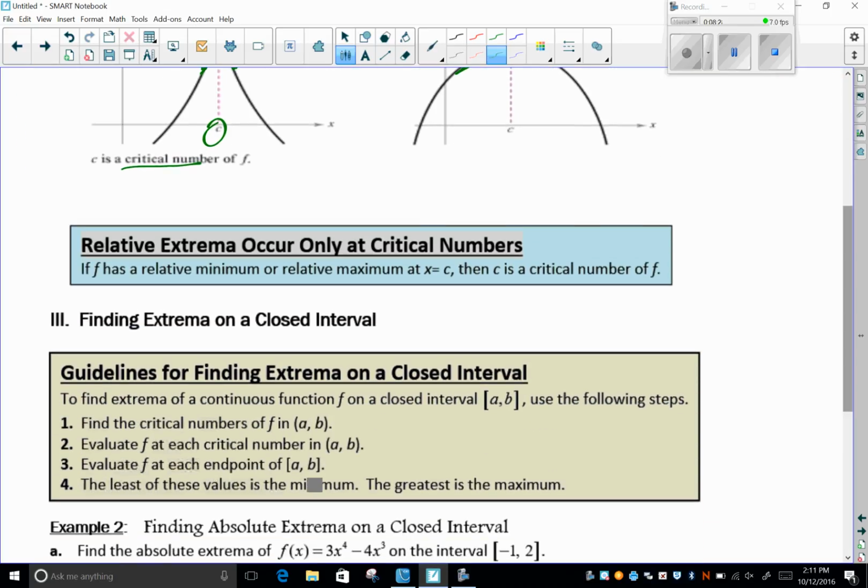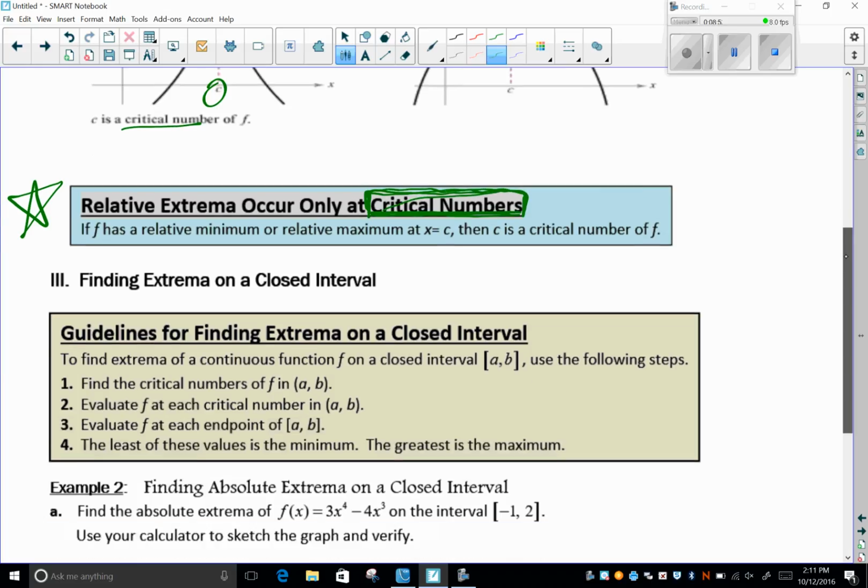All right, and the reason we need to know critical numbers is because of this here. Relative extrema only occur at critical numbers. So if we want to identify the relative extrema of a problem, we're going to need to first identify the critical numbers and then run some tests on those critical numbers.